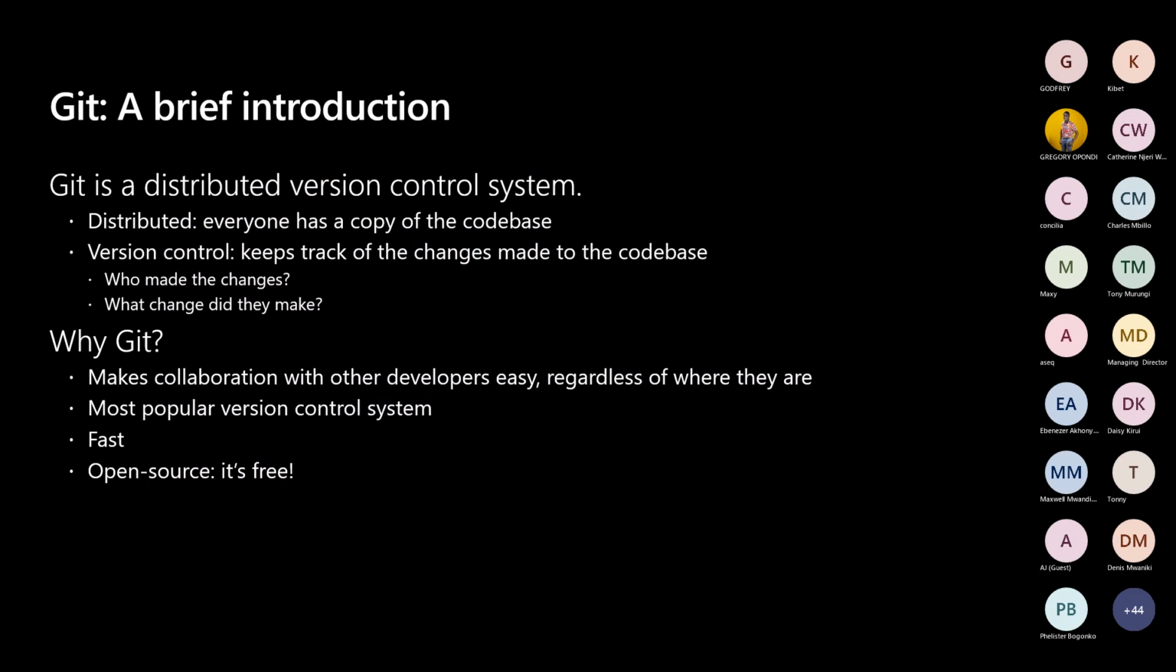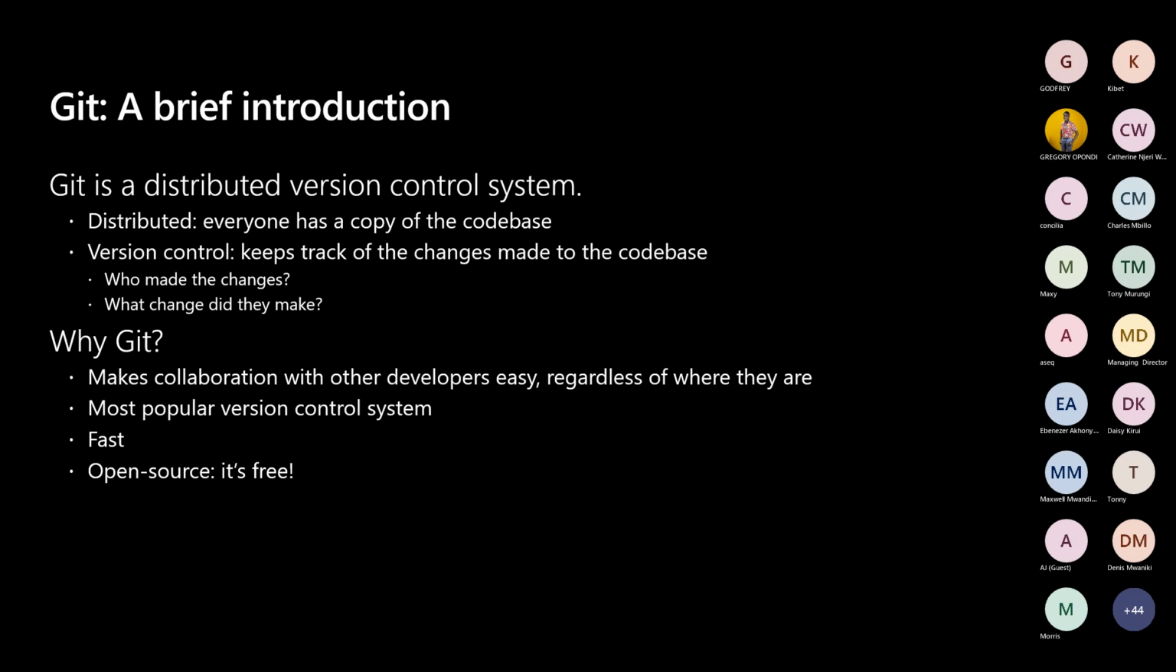So we've said that Git is a distributed version control system. Distributed means that everyone has their own copy of the code base. And then version control just means that it helps keep track of the changes that we make to the code base. So it keeps details such as who made the changes and what change they made.